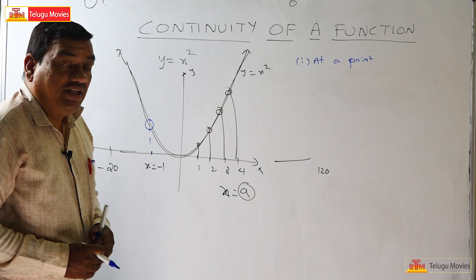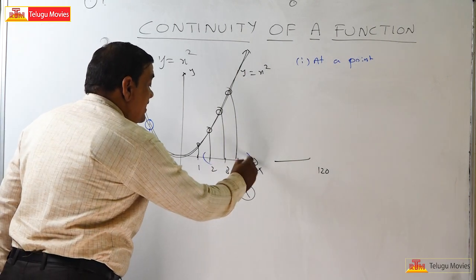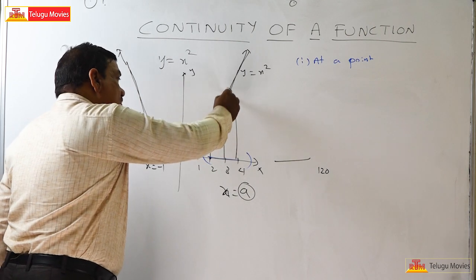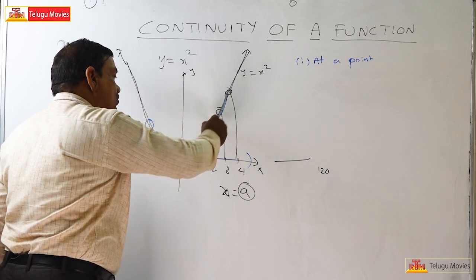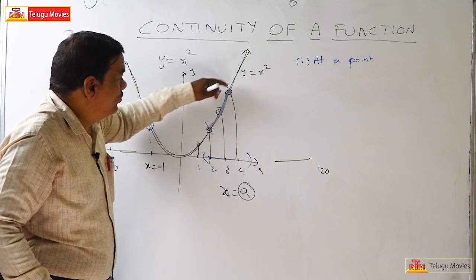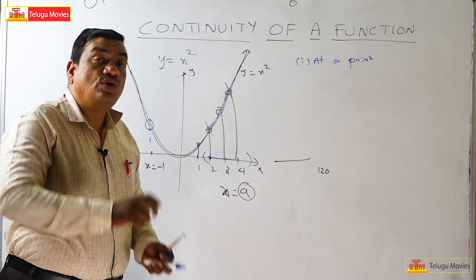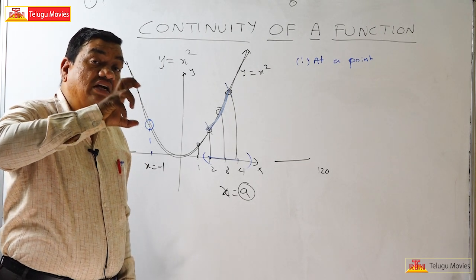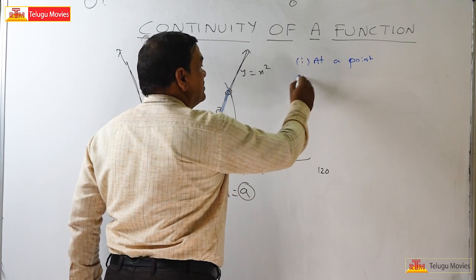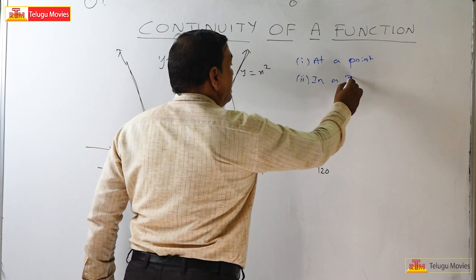And the second one is in an interval. For example, 2 to 4. From 2 to 4, this is the graph. So we have to check the continuity in an interval. The first concept is at a point, the second concept is in an interval.